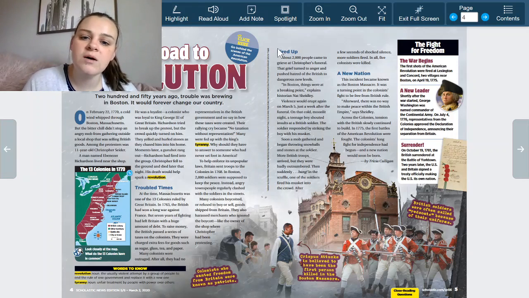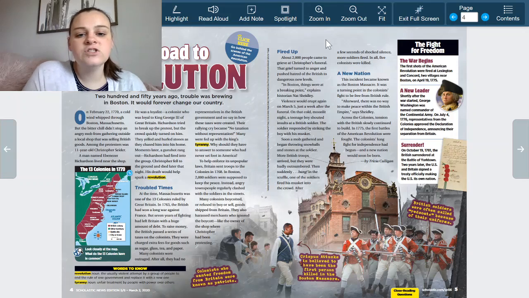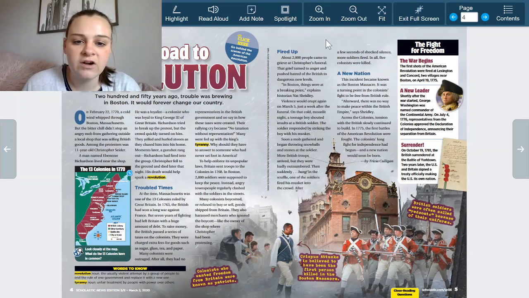About 2,000 people came to grieve at Christopher's funeral. That grief turned to anger and pushed hatred of the British to dangerous new levels. In Boston, things were at a breaking point, explains historian Nat Shadley. Violence would erupt again on March 5th, just a week after the funeral.